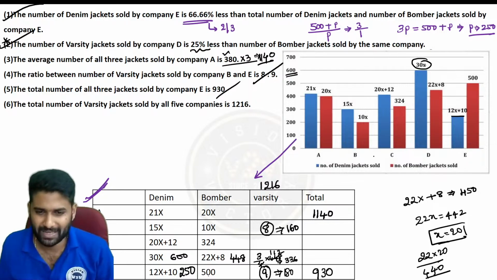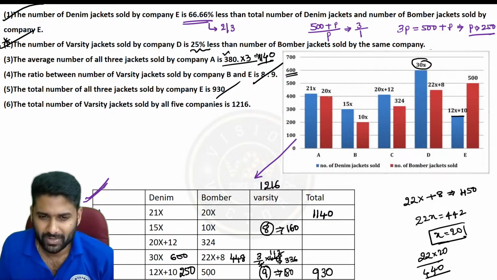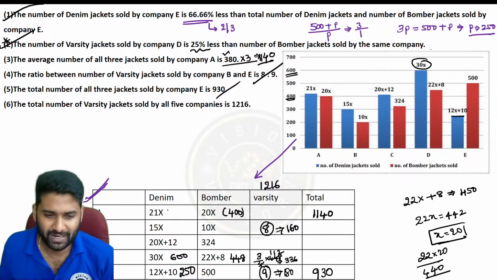Now you have to take the remaining data from the table. Here 20x is equal to 400. Now this is the value of 400. Now definitely 21 is multiplied with a 4.